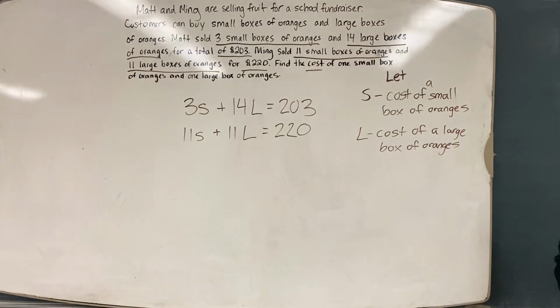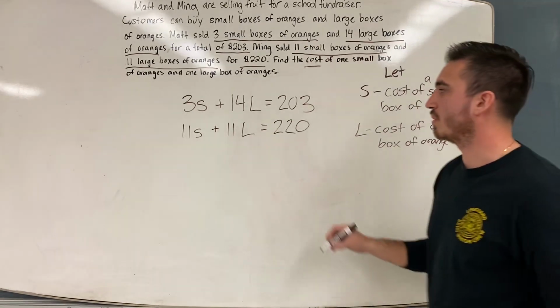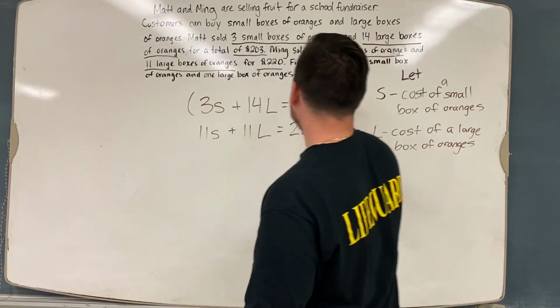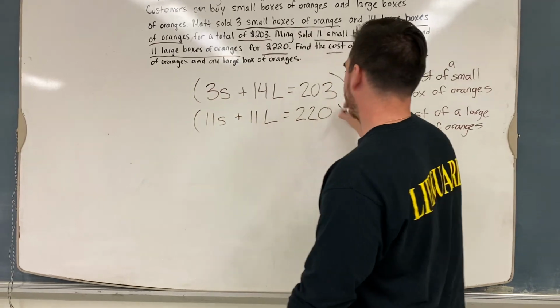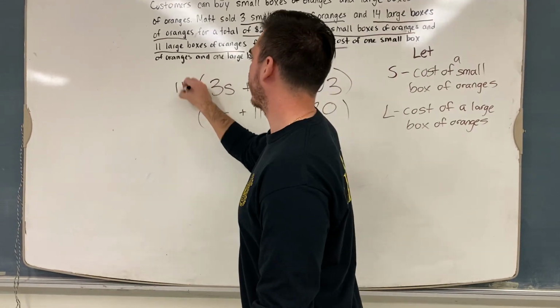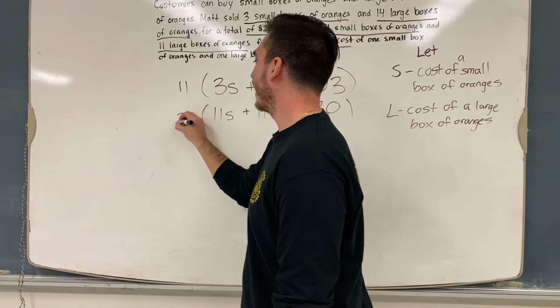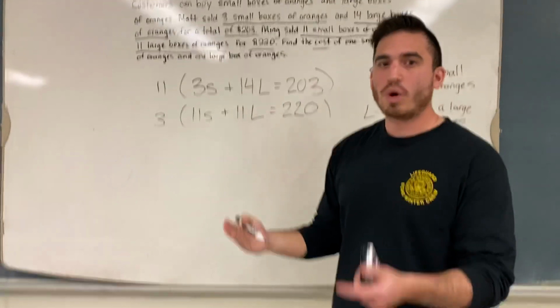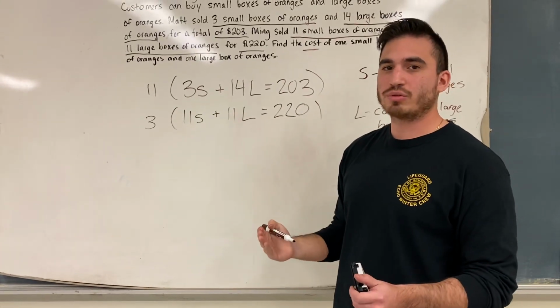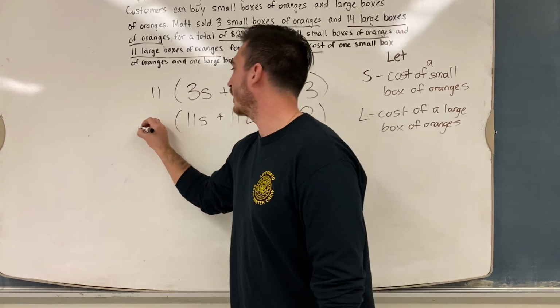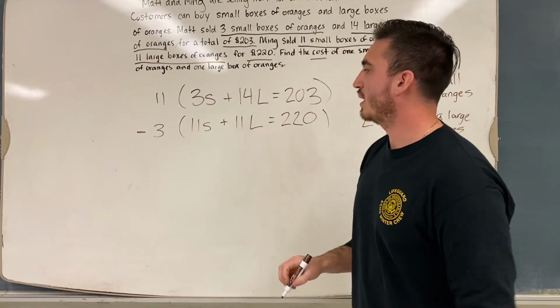And now this problem pretty much just becomes an elimination problem. So what we're going to do is our crisscross method. I'm going to take the 11, bring it up, take the 3, bring it down, and change the sign of one of them. It does not matter which one you change. So I'm going to change the bottom one to a -3.